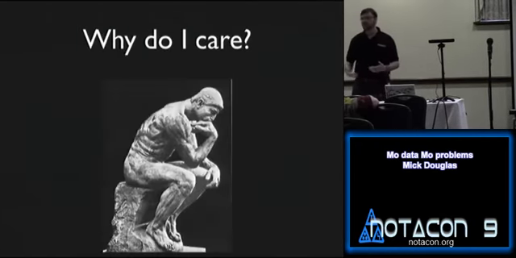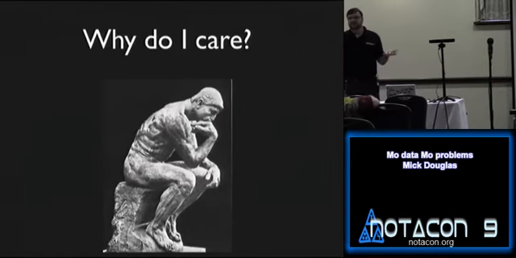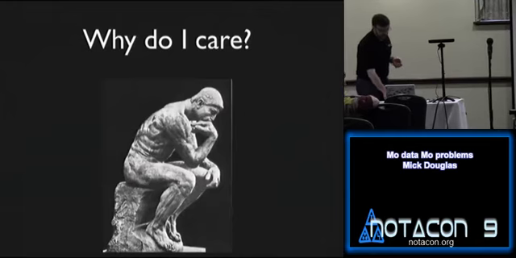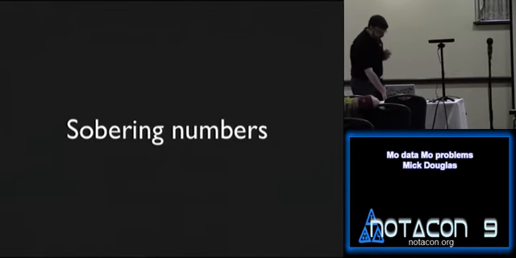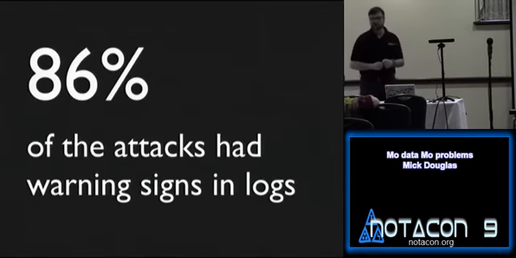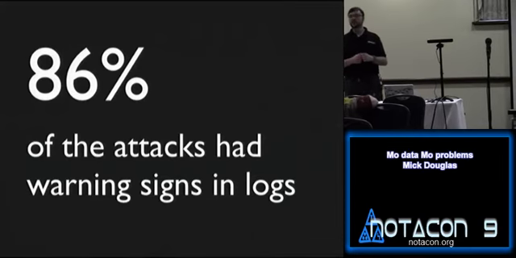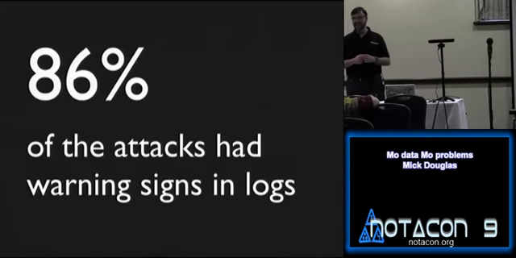So you might be saying to yourself, well, Mick, you're a security guy. Why do you care about this big data thing? Big whoop-de-doo. Well, here's some sobering numbers. Last year, Verizon Data Breach Report said that for the breaches that they covered, 86% of them had some indicator in their logs that an attack was about to happen, that they were being probed, or being footprinted, or some precursor of an attack, or even the early stages of the attack themselves.